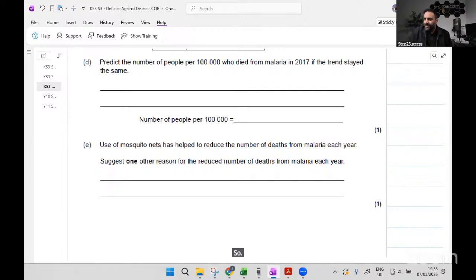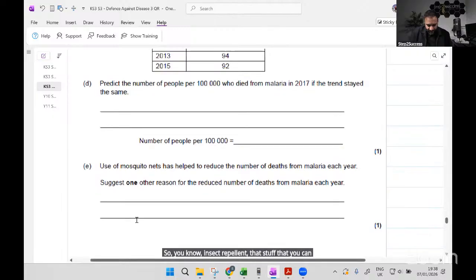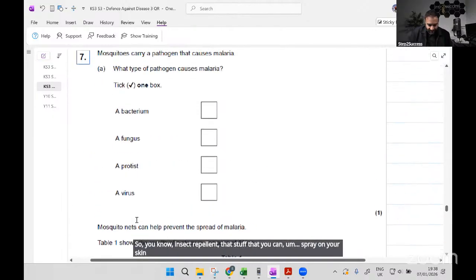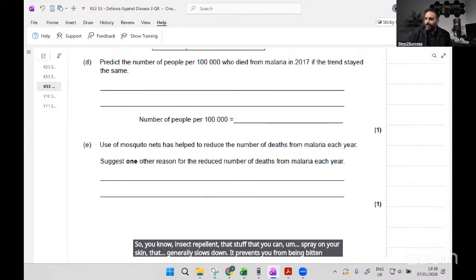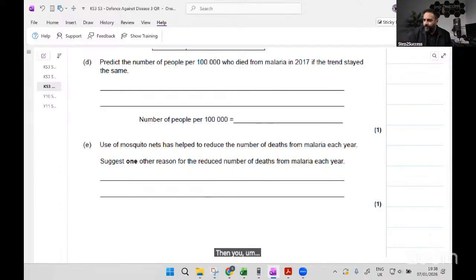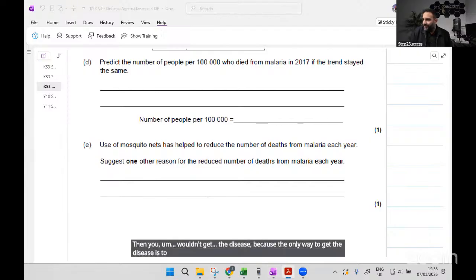Insect repellent, that stuff that you can spray on your skin, prevents you from being bitten. If you can not be bitten, then you wouldn't get the disease, because the only way to get the disease is to get bitten by a mosquito.